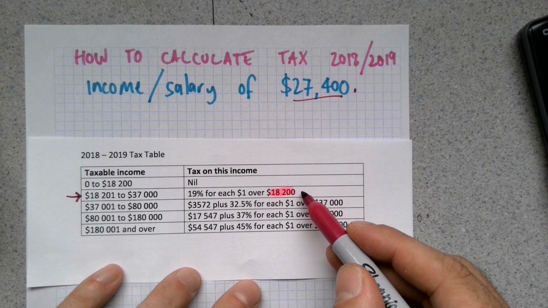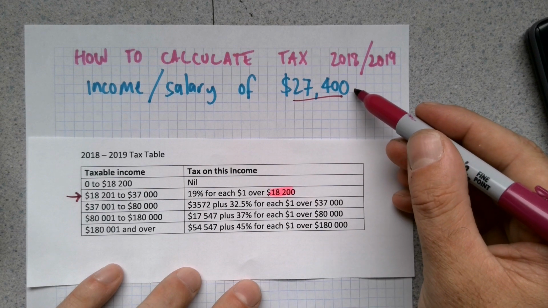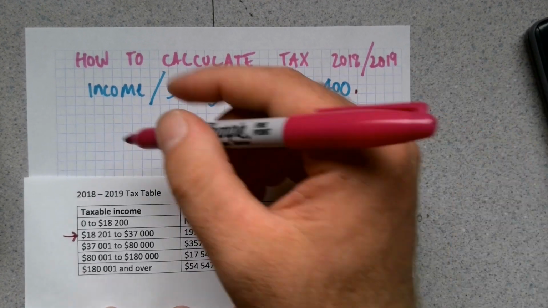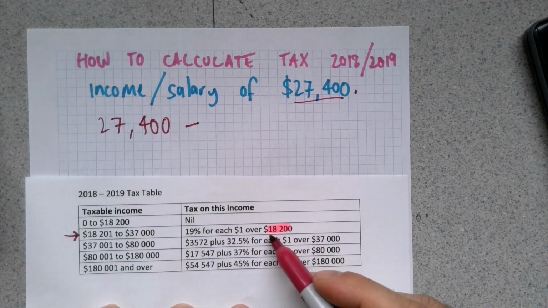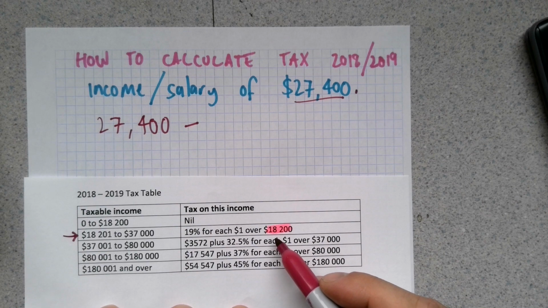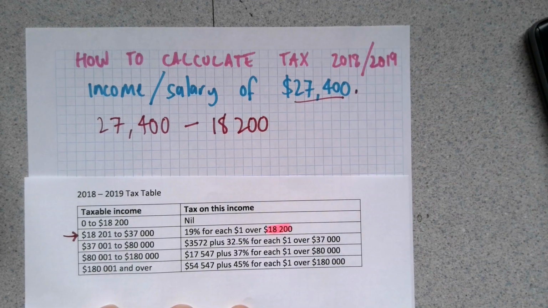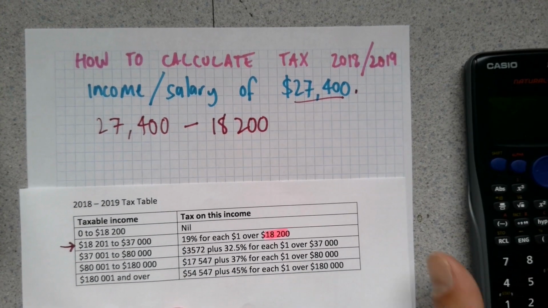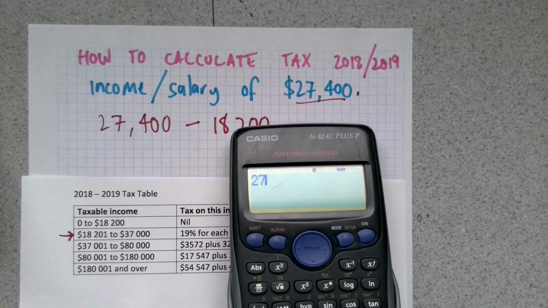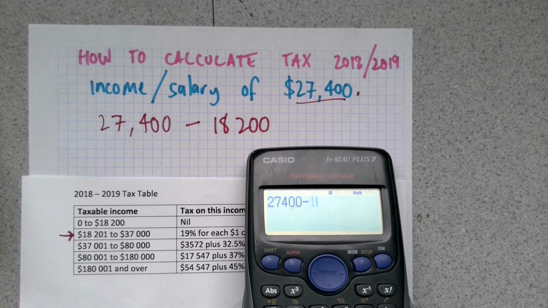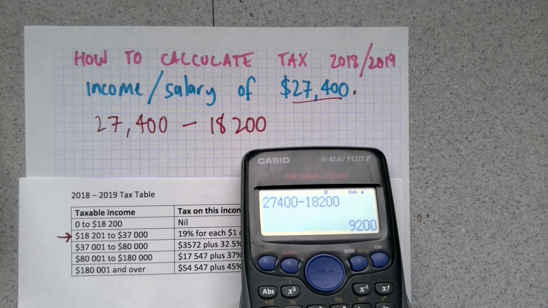The next thing we need to do is to work out how much over 18,200 this amount is. To do that, all we do is 27,400 minus the threshold on the right hand side of this column, which is 18,200. If I put that into my calculator, I've already done that, but let's just do it anyway. 27,400 minus 18,200 gives us $9,200.